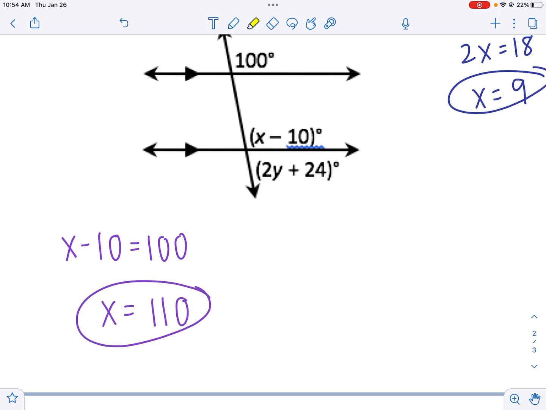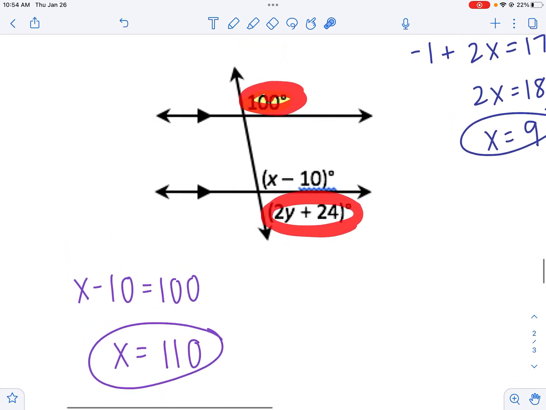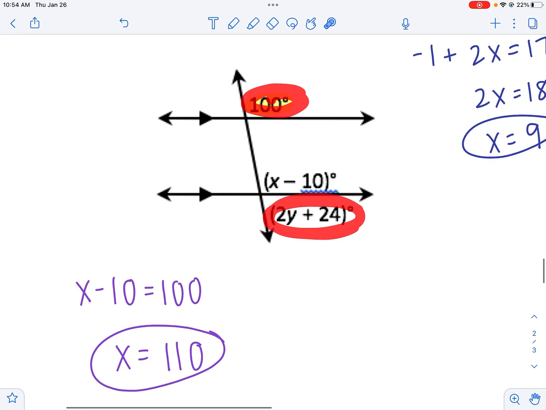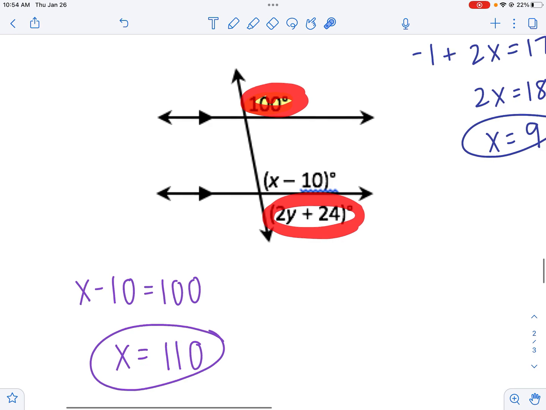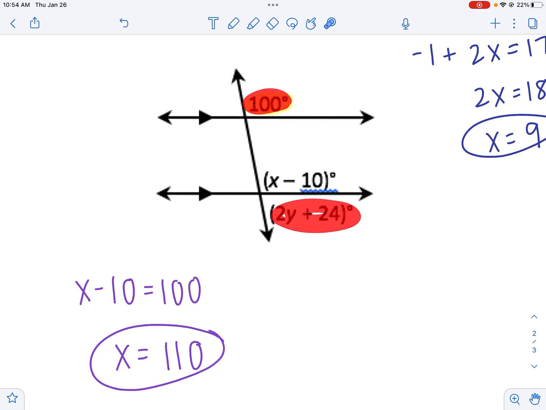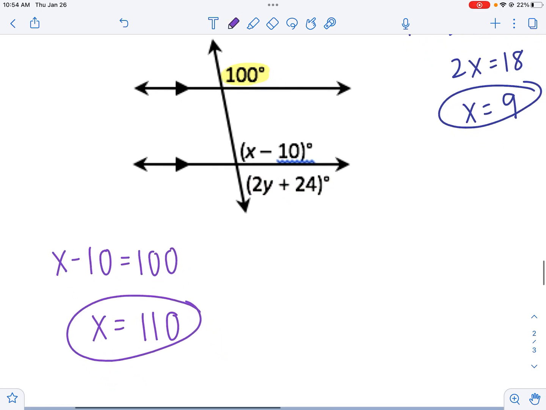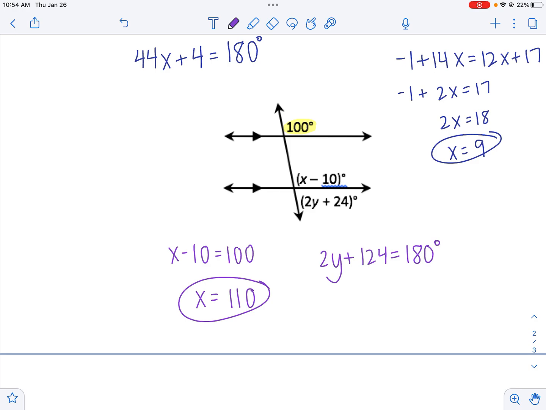Now, if I want to find y, I want to use the 100 again. I want to use what I know. So if I have 2y plus 24 down here and 100 up here, asking myself, are those corresponding? Go through process of elimination. They're not corresponding, they're not interior, they're not alternate, so they have to be same side exterior, which is part plus part equals 180. So if I do part plus part and I go ahead and combine like terms, I'm going to get 2y plus 124 equals 180, and then solve from there for y.